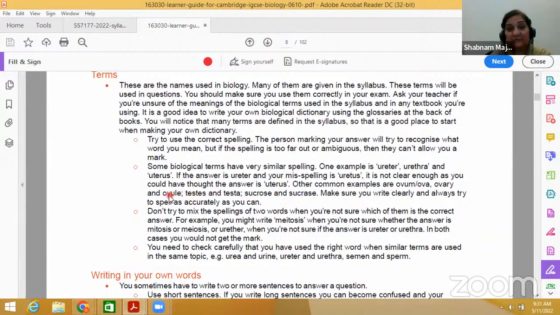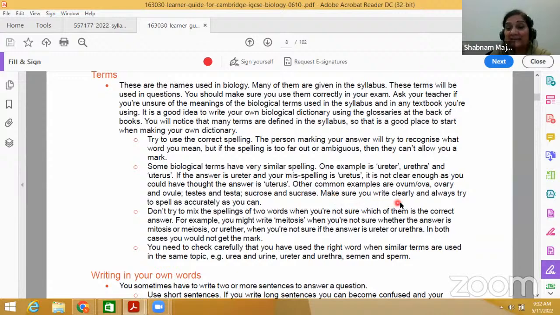Ovule becomes the seed. Testes, T-E-S-T-E-S. Testes is the plural, for both the right and left testis. And testa is totally different. You know, the testa is the outer coat of a seed. Sucrose and sucrase are totally different. Sucrose is a disaccharide made up of glucose and fructose. Sucrase is an enzyme which catalyzes the breakdown of sucrose into glucose and fructose. So they are totally different.